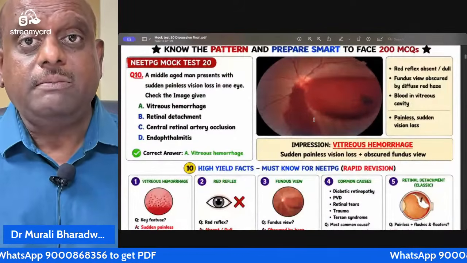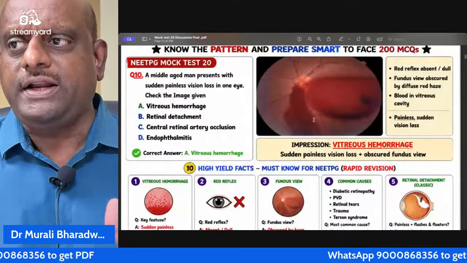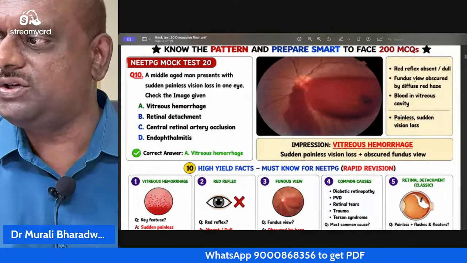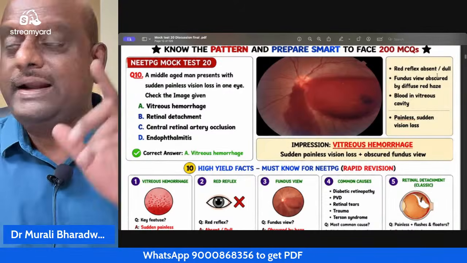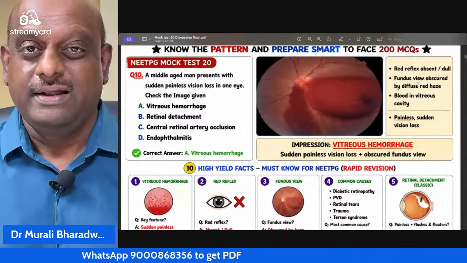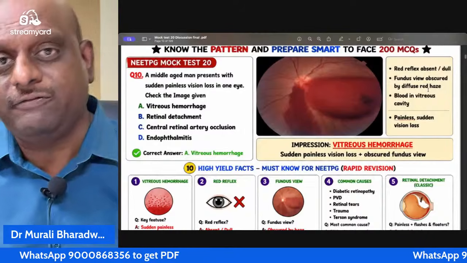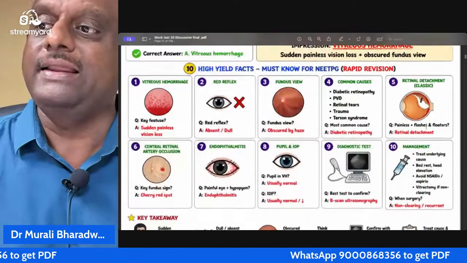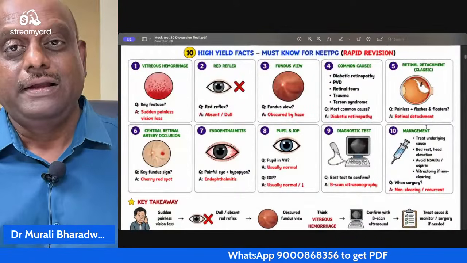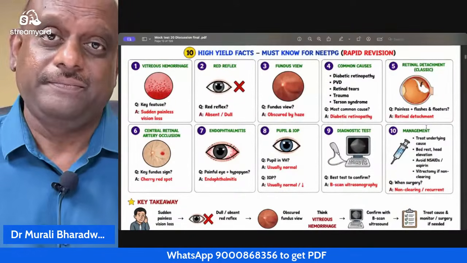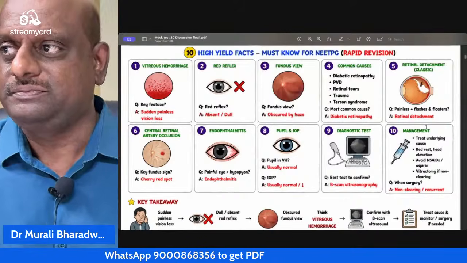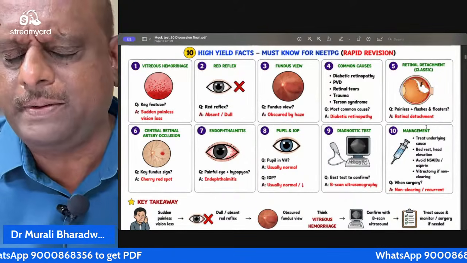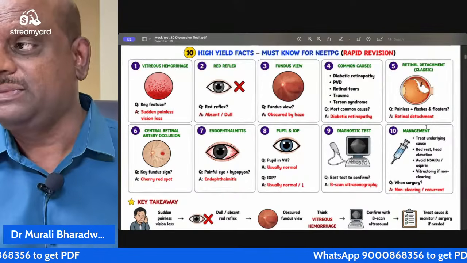A middle-aged man presents with a sudden painless loss of vision in one eye. It is vitreous hemorrhage. So the red reflex is absent. The fundus view is obscured by the diffuse red haze, and painless sudden vision loss are the important features. So the red reflex of the fundus is absent. The fundus view is obscured by all that haze caused by the bleeding into the vitreous.